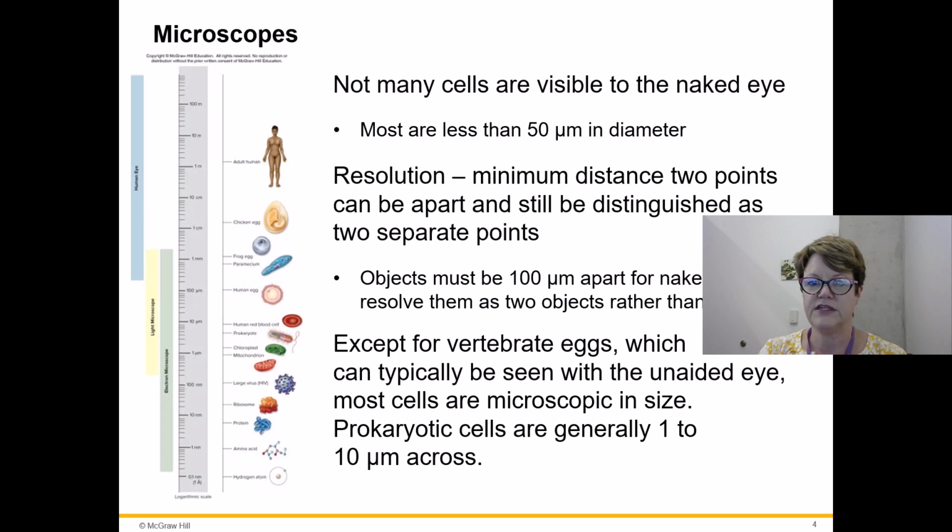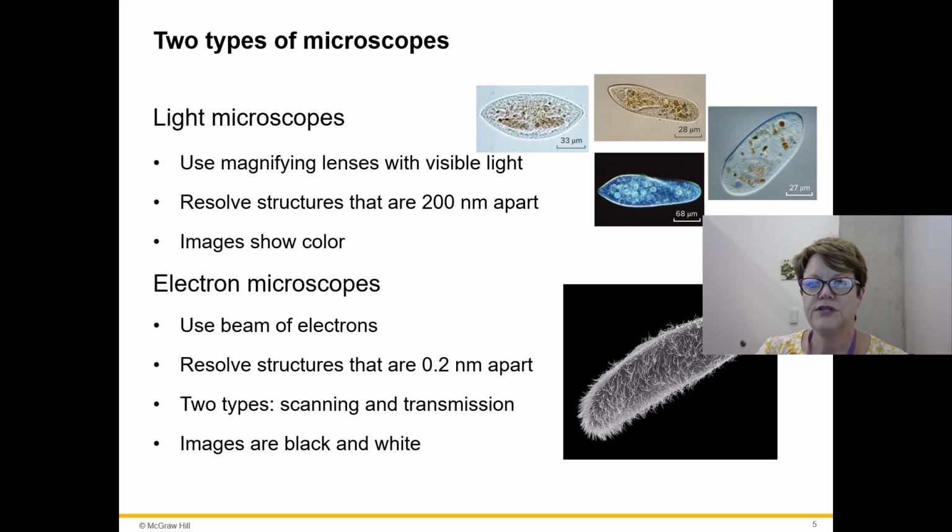We need the ability to see separate objects clearly separate in the image, and that's called resolution. All right. So except for vertebrate eggs, which can be seen with the unaided eye, most cells are microscopic in size. There are two types of microscopes that we use. One is called the light microscope and one's called an electron microscope. I would say two general types of microscopes.